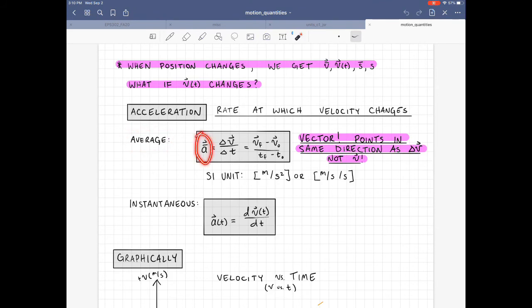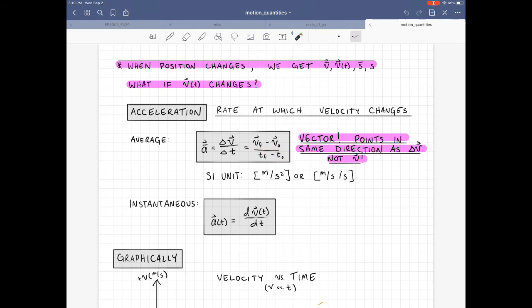So the average acceleration of an object is just the ratio of the change in the velocity divided by the change in the time interval for which it happened. And again, delta meaning v final minus v initial, right? Or t final minus t initial.